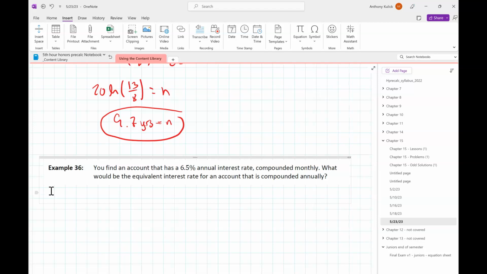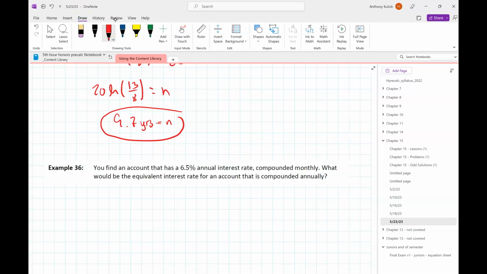all these different possible numbers of compounds per year, right? So we have annually and semi-annually and quarterly and monthly and hourly, whatever. How would we go about comparing one interest rate with some number of compounds per year versus a different interest rate with a different number of compounds per year to find out which one of these is actually the better deal? So that's what we're going to be exploring here in this example.